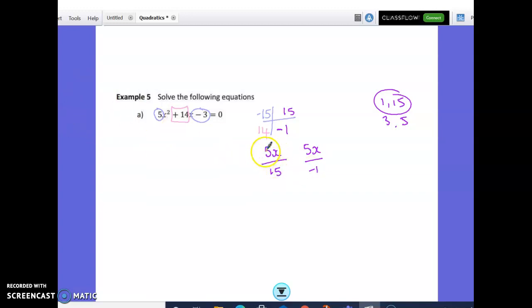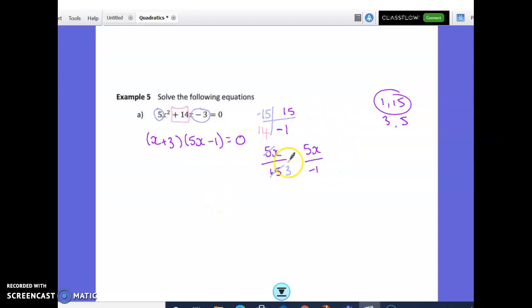Next, look for cancelling. 5 goes into 15 3 times. 5 and 1 don't simplify. So this is what goes into my brackets. So I'll get x plus 3, 5x minus 1.